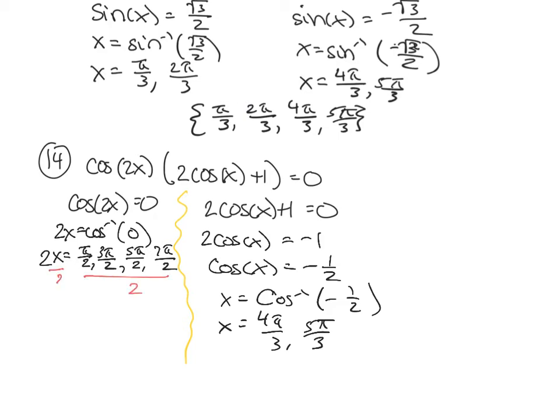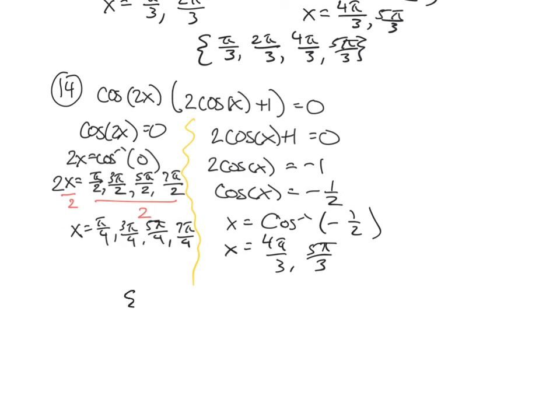You can make a triple fraction. And you should get the answer of x is equal to pi over 4, 3 pi over 4, 5 pi over 4, and 7 pi over 4. So when I put it all together into a solution set, you get pi over 4, 3 pi over 4, 5 pi over 4, 4 pi over 3, 5 pi over 3, and 7 pi over 4. I hope you know your fractions, because putting those in order is not always easy.